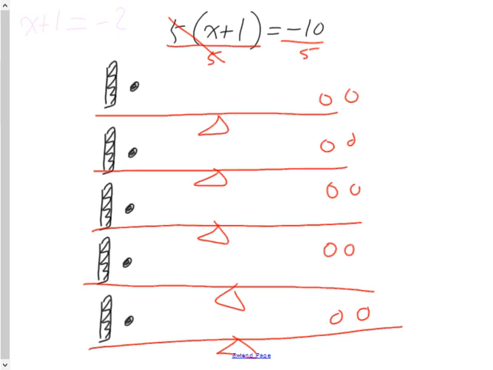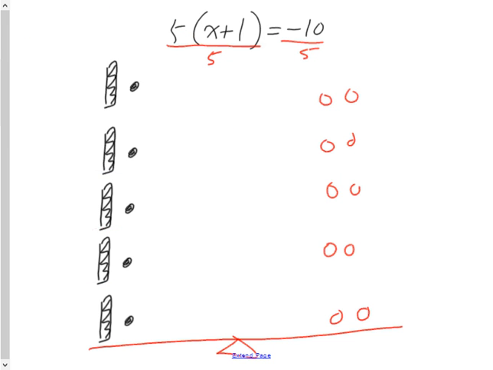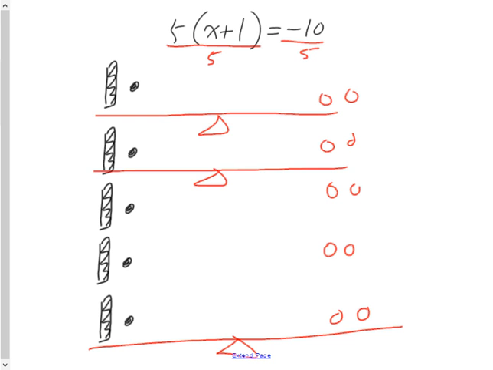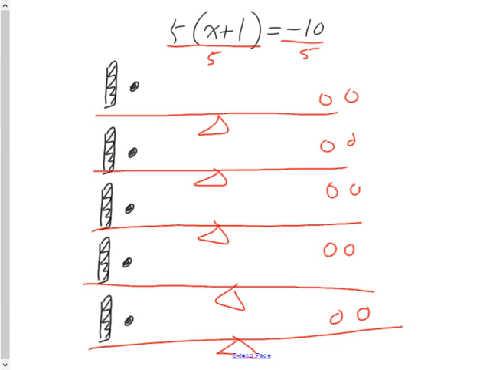So again, going back to look at that again, I said if 5 groups of x plus 1 equals negative 10, then each group of x plus 1 must be equal to negative 2. And that's what we call division first. So just take a look at that, see if it makes sense.